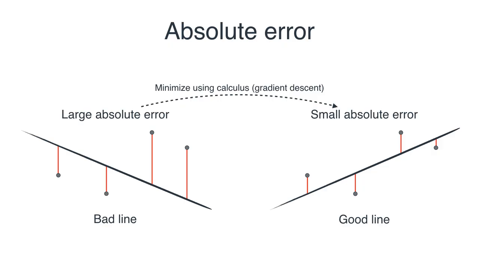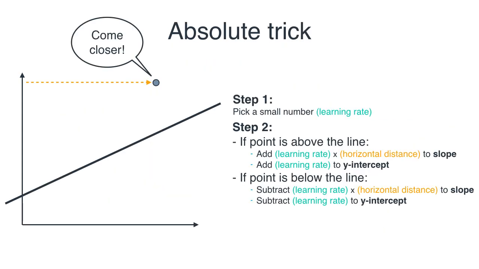So you can do the same thing as we did before, minimizing using calculus. And if you want to actually go for it, check out what happens when you do a gradient descent step on this error. So what trick comes out? You can actually develop an absolute trick. And I'll tell you the answer. This is the absolute trick.